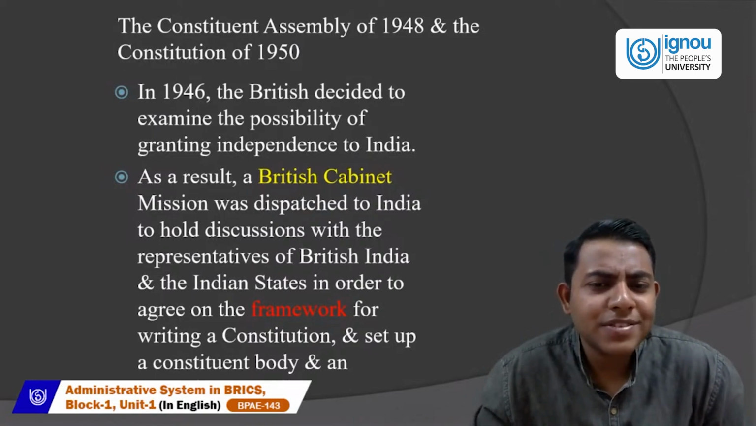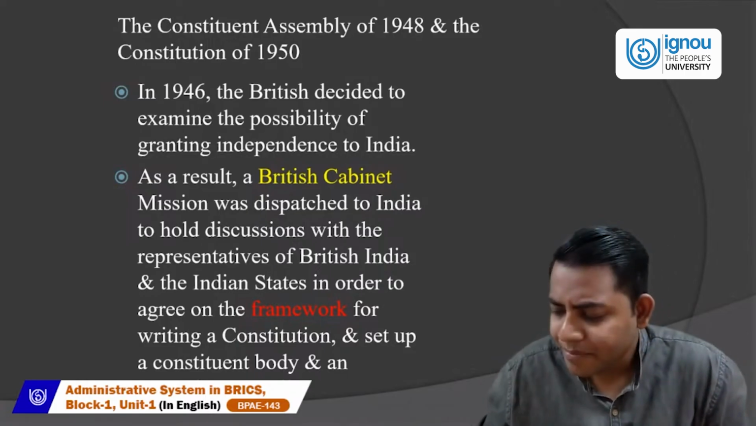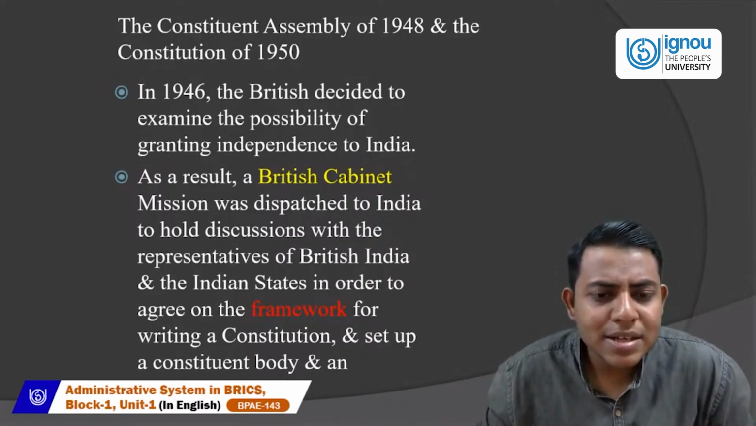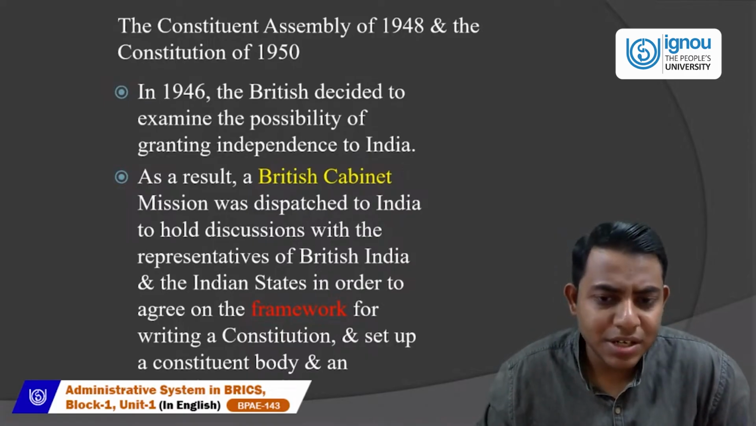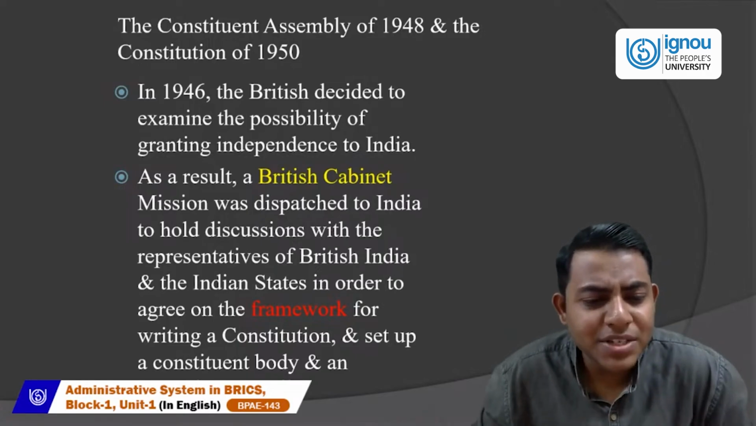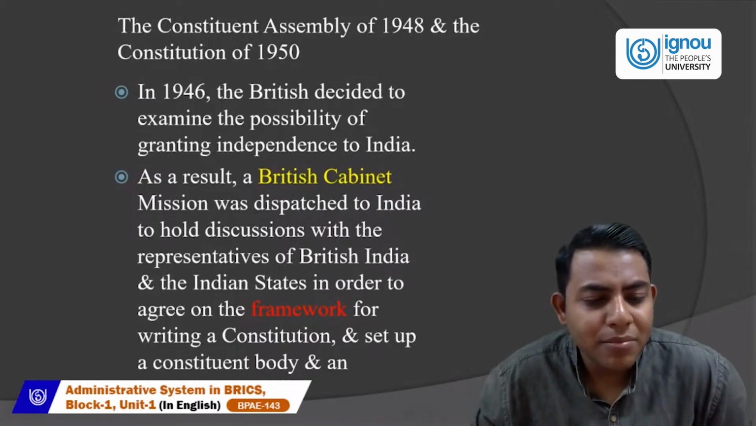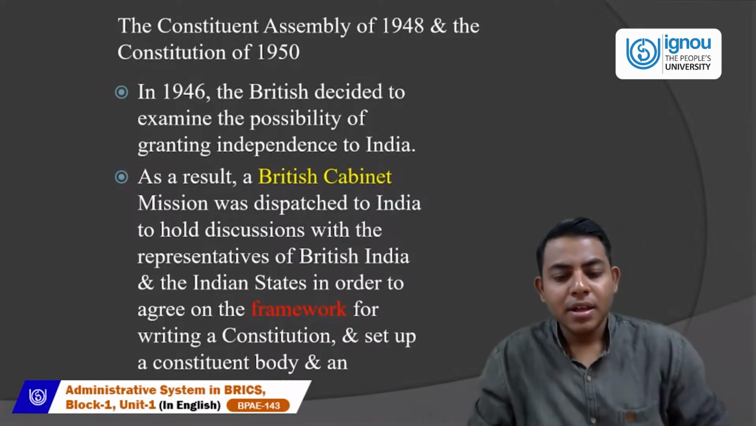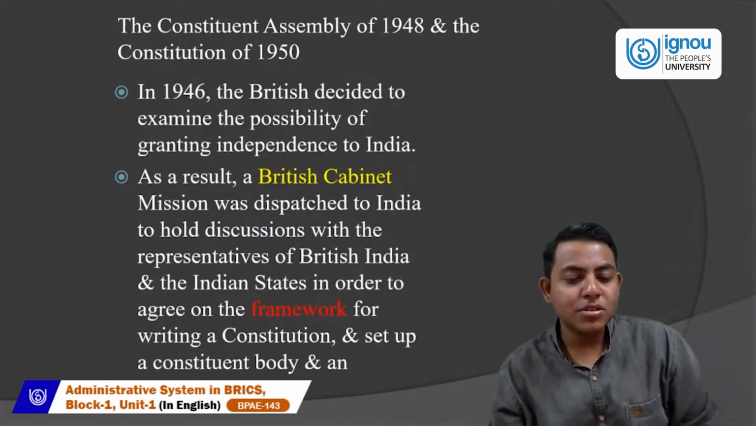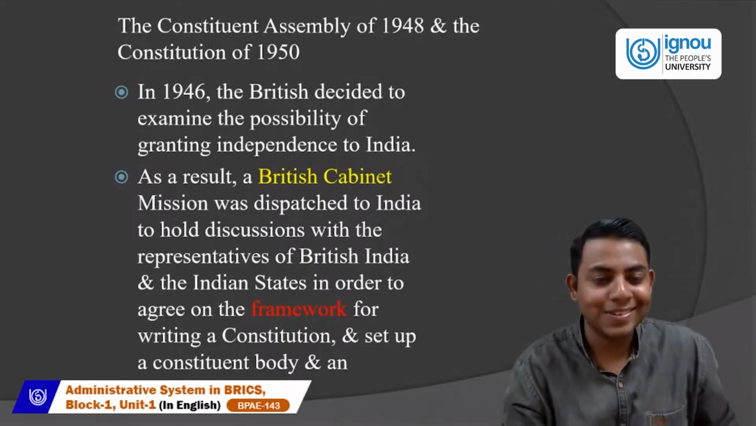In 1946, the British decided to examine the possibility of granting independence to India, and as a result, a British cabinet mission was dispatched to India to hold discussion with the representatives of British India and also the Indian princely states in order to agree on the framework for writing a constitution. And this cabinet mission set up a constituent body and an executive council that was formed on the basis of provincial assembly elections, which were conducted in 1946.